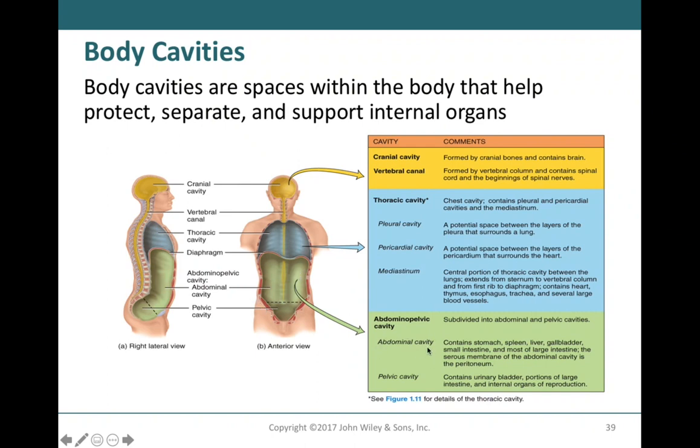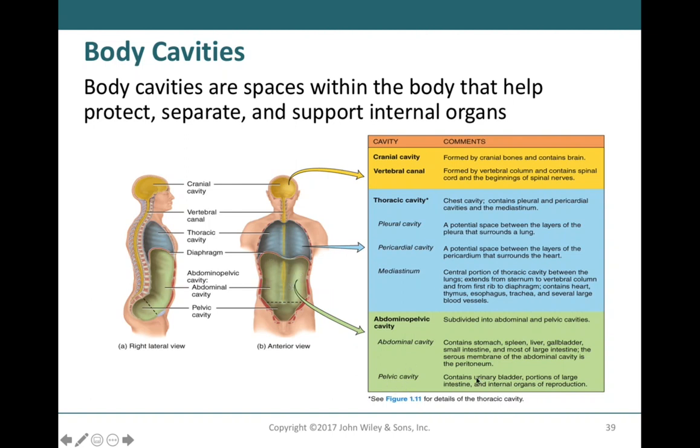So the abdominal cavity is going to contain the stomach, the spleen, the liver, the gallbladder, the small intestine, most of our large intestine, as well as what is known as the peritoneum. Now I know there's a lot going on here with these different cavities, so let me break this down. Most of our different organs are found up here in the abdominal cavity.